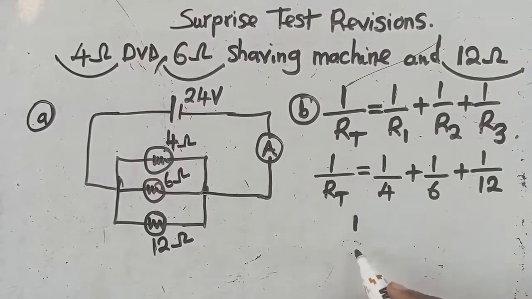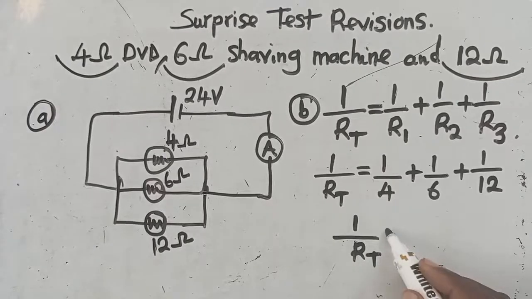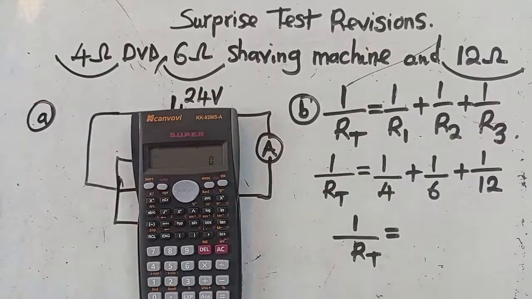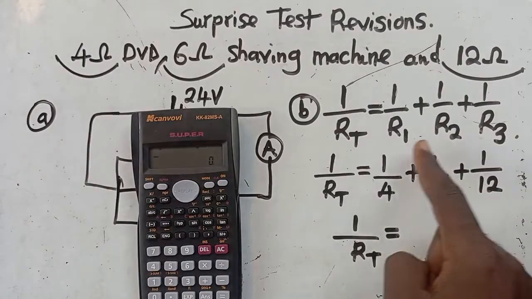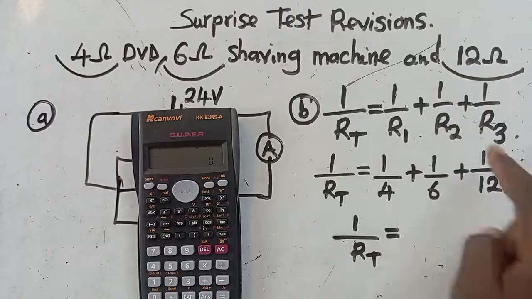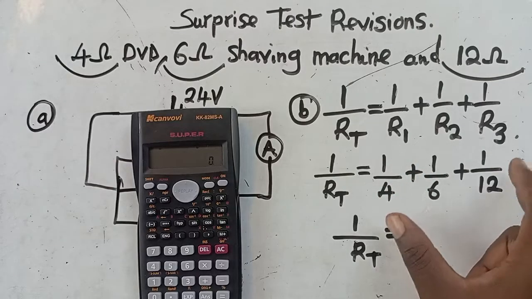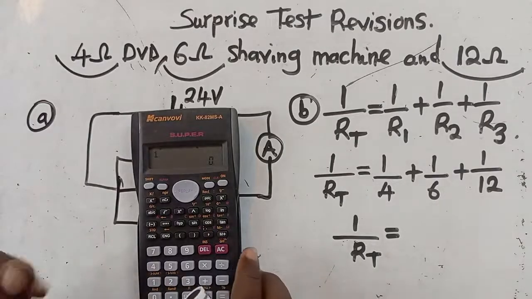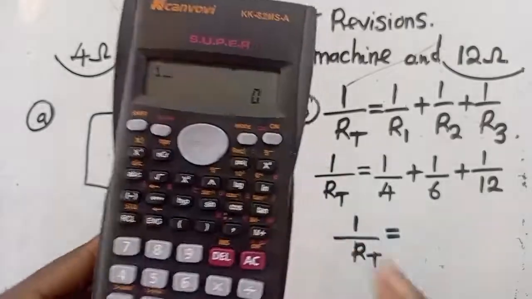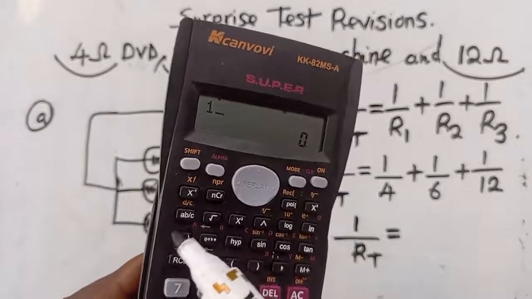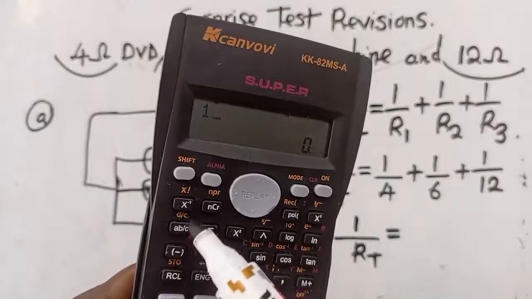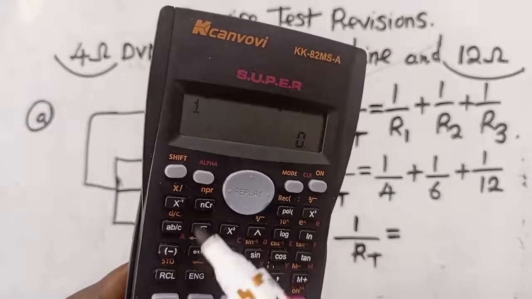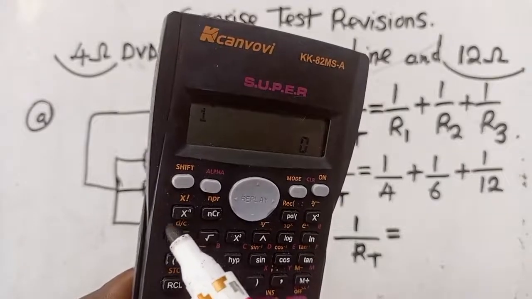Then I'll say 1 over total resistance is equal to what? So what I'm going to do, I get my calculator. You need to get your calculator. I put it here. Then I find the answer for that expression, these fractions that are here. I just find one answer. Maybe some of you have already forgotten because I noticed we are making mistakes. This is the fraction button, a b/c. Every calculator needs to have that. Have you seen? It is here.